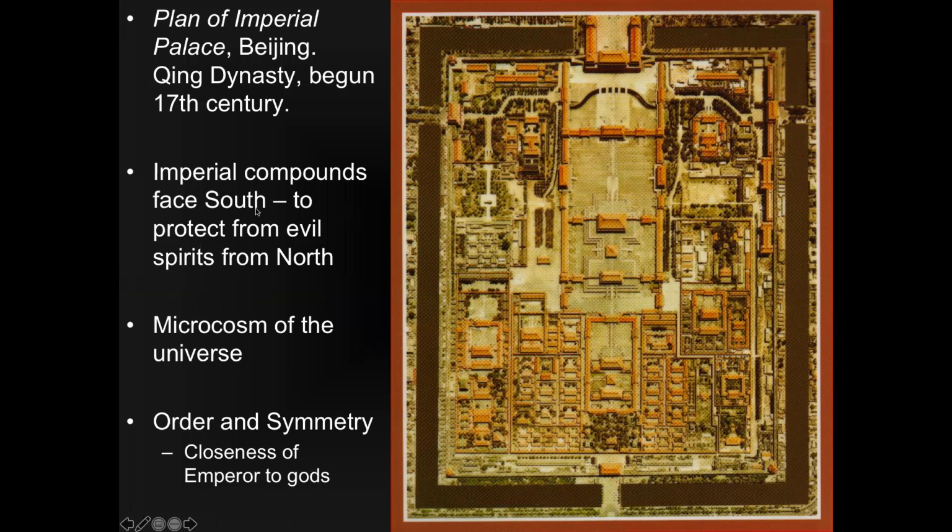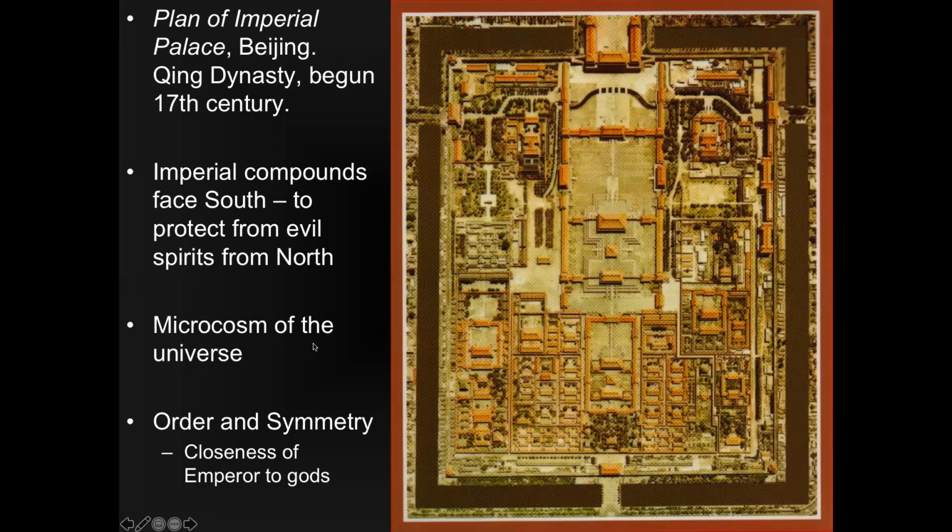So the imperial compounds are directly on the cardinal directions, just like ancient elite tombs. They face south to protect from evil spirits from the north. So same idea with the tombs and in line with Taoist principles.